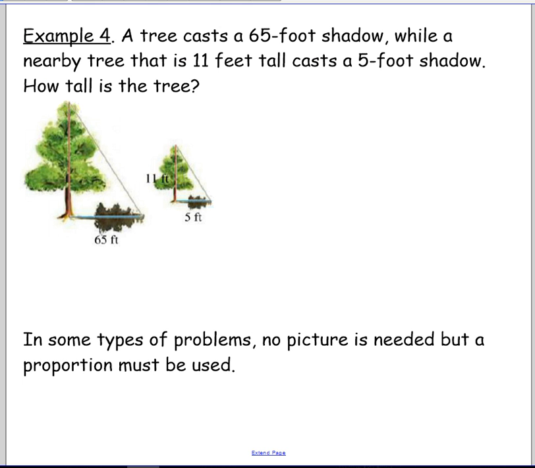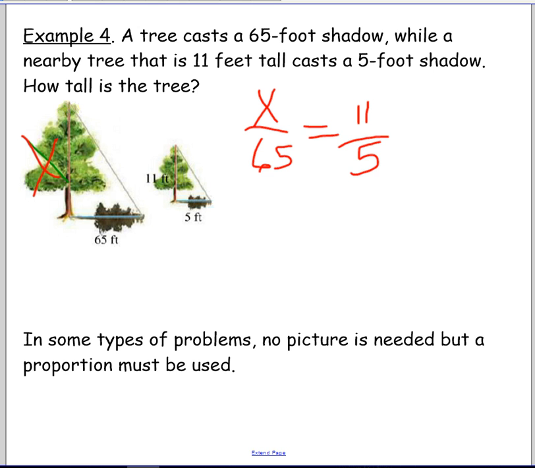Here's another example where our scenario deals with trees. A tree casts a 65-foot shadow, while a nearby tree that is 11 feet tall casts a 5-foot shadow. And so how tall is a tree? So our unknown value x is the height of the first tree. So let's do height is to shadow as height is to shadow.